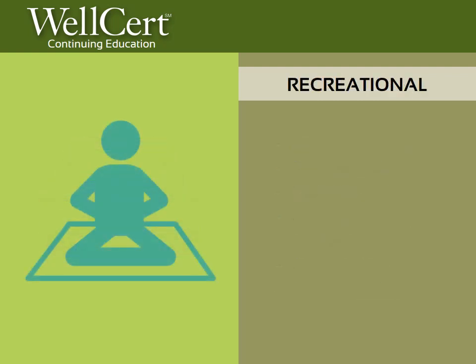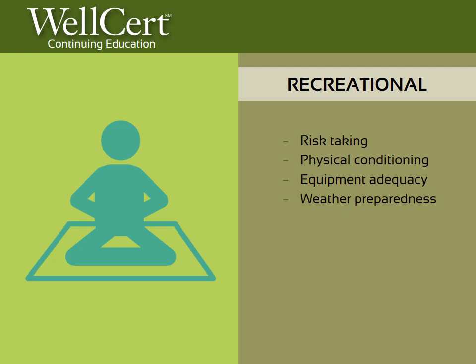Now let's look at recreational or play-related kinds of issues. First of all, our general risk-taking behavior. So we have extreme sports, we have extreme risk-taking in terms of many of the things that are recreational in nature. We have the issue of physical conditioning about getting ready for snowmobile season or ski season or our beach activities or surfing or whatever it is. But there's physical conditioning. There's equipment adequacy. So that's the issue of what kind of equipment we work with in terms of recreational pursuits. Weather preparedness.